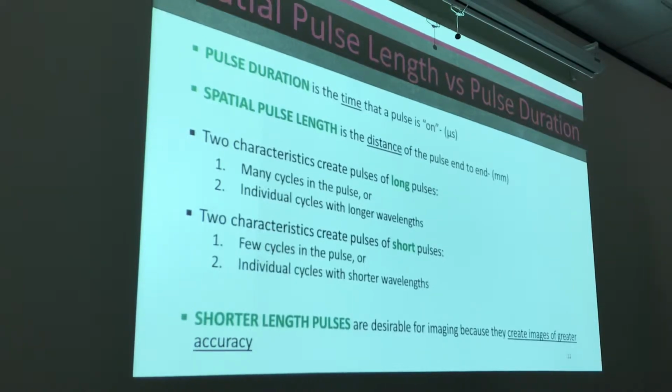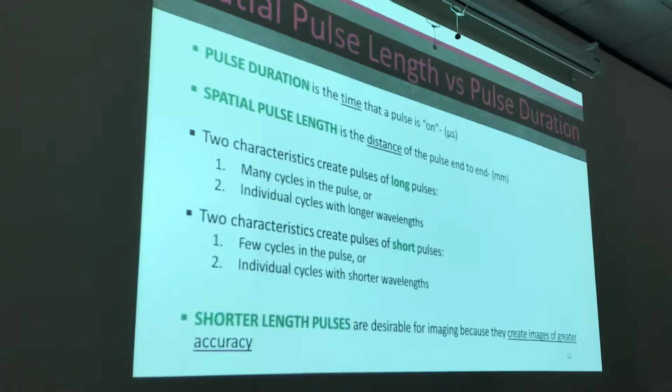Two characteristics that create short pulses are just the opposite: fewer cycles in the pulse, and individual cycles with shorter wavelengths. Just like we like short duration pulses, we also like short length pulses, because for the same reason, they create images of greater accuracy and provide better axial resolution. I'm getting a little ahead talking about axial resolution. We're going to come to that. I'm just letting you know the reason. I didn't want to just be vague and say it creates greater image accuracy. It's because it has better axial resolution.